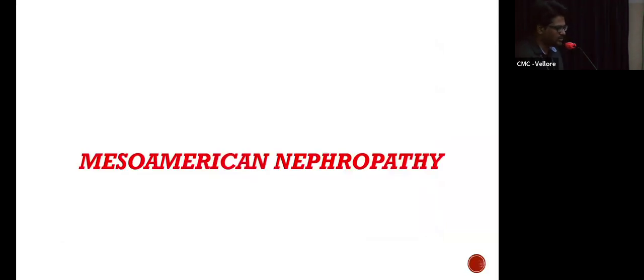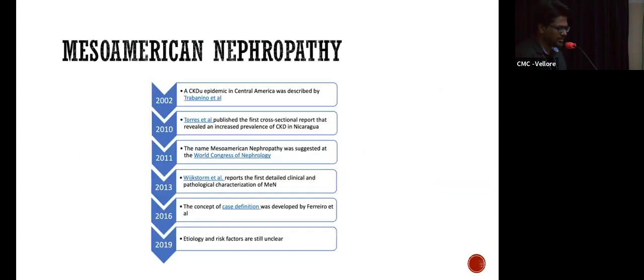Next we'll see about the named endemic nephropathies. The first one is the Mesoamerican nephropathy, which is a prototype of CKDU. It is a CKDU epidemic in Central America, reported in 2002. The first cross-sectional report revealed increased prevalence of CKDU in the Mesoamerican population in Nicaragua in 2010. Mesoamerican nephropathy was suggested by the World Congress of Nephrology in 2011, and the first detailed clinical and pathological characterization was done in 2013. The case definition was formed in 2016, but still the etiology and risk factors are not clear.